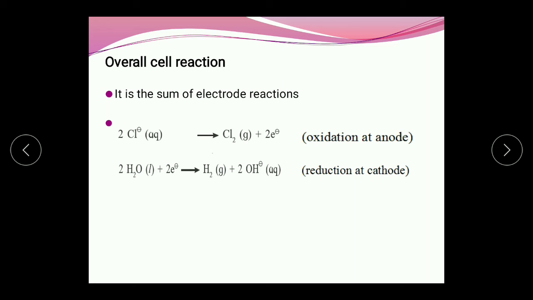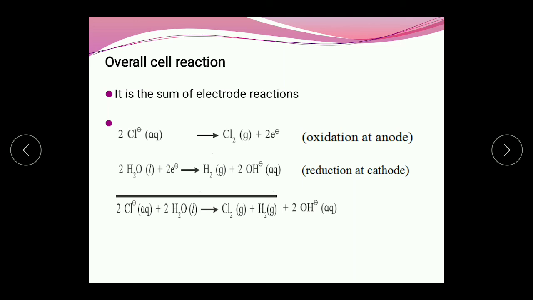If we add both of them, we will get the overall cell reaction. The 2 electrons will be cancelled from both sides. So 2 Cl minus plus 2H2O gives Cl2 plus H2 plus 2OH minus ions. And this is the overall cell reaction. So electrolysis of aqueous NaCl gives what? At the anode we get chlorine, at the cathode we get hydrogen.